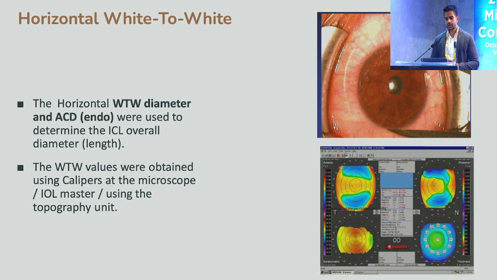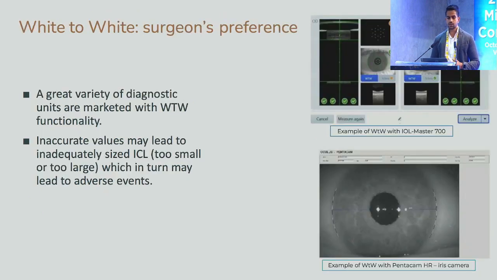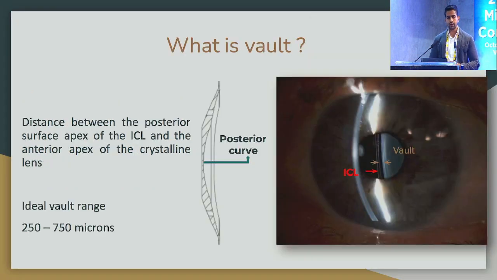The white-to-white can also be measured through your topography or your IOL master. In my practice, what I normally do is I measure the white-to-white through the IOL master 700. I do it with the Pentacam and I also do my caliper. I compare it and then I send it to the company and then they give the lenses. So the white-to-white measurement is very important.